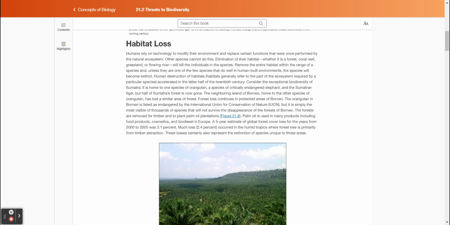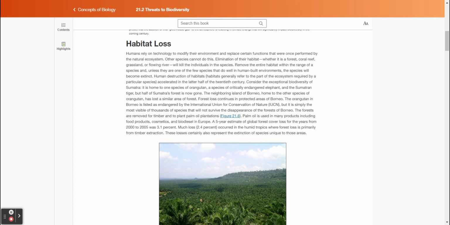But half of Sumatra's forest is now gone. The neighboring island of Borneo, home to the other species of orangutan, has lost a similar area of forest. Forest loss continues in protected areas of Borneo. The orangutan in Borneo is listed as endangered by the International Union for Conservation of Nature, IUCN, but it is simply the most visible of thousands of species that will not survive the disappearance of the forests of Borneo.